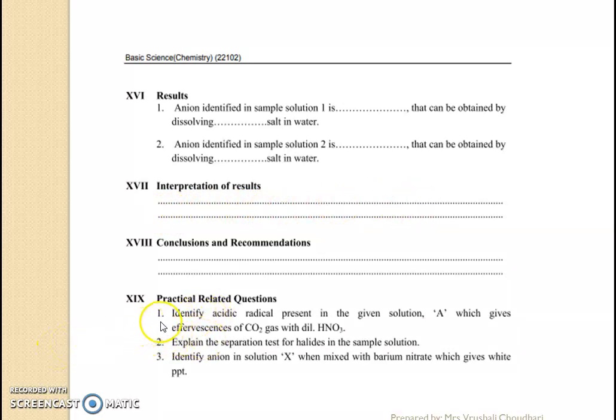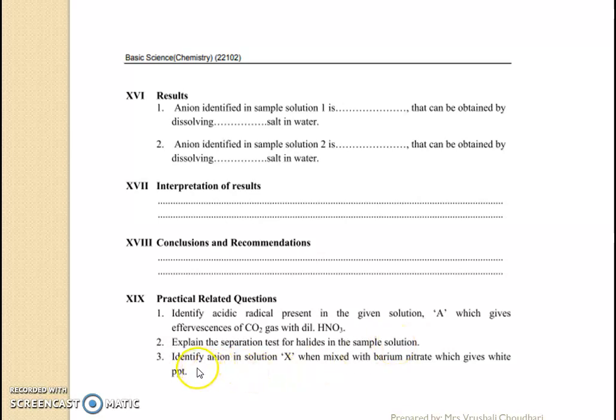These are the practical related questions. Identify the acidic radical present in a given solution which gives effervescence of CO2 gas with nitric acid. That is the carbonate group. Explain the separation test for halides in a sample solution. Chlorine, bromine and iodine are called halides. They are separated by adding chloroform and chlorine water, and we will observe the color.